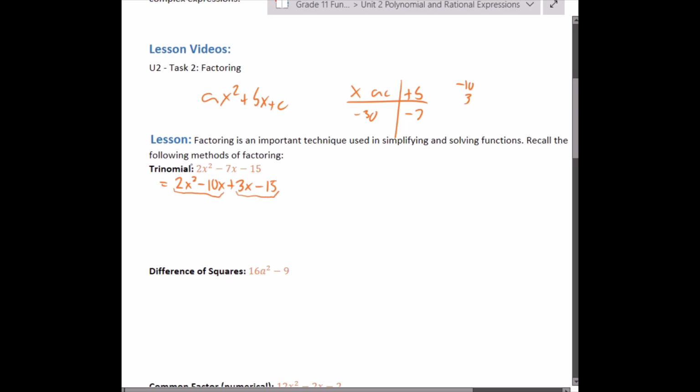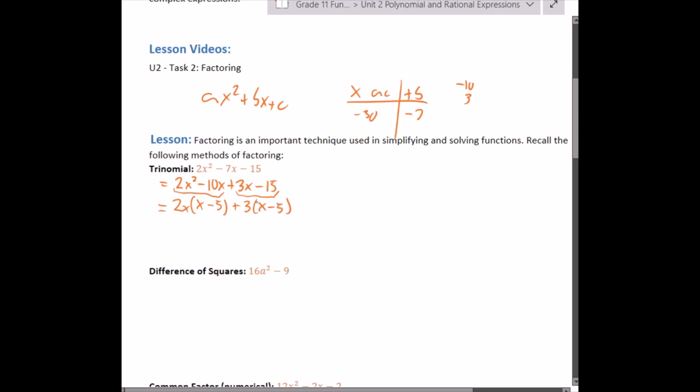From 2x squared minus 10x, I can do a common factor from these two terms of 2x. Remember, with factoring, it means you're dividing each term by what you're factoring out. So 2x squared divided by 2x, that is x, and minus 10x divided by 2x, that is minus 5. And then on the right, we're going to factor out a 3. We can factor out 3 from 3x and 15. So that's plus 3. That gives us x minus 5.